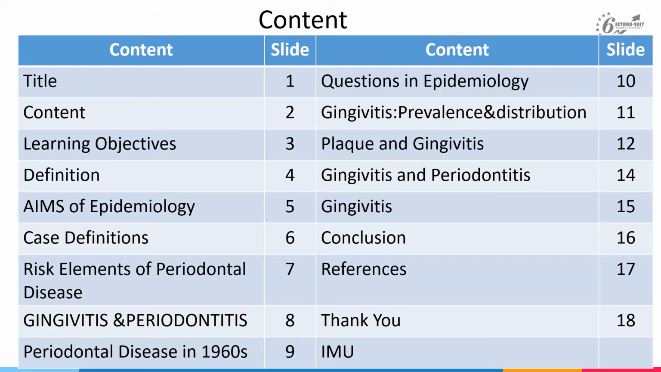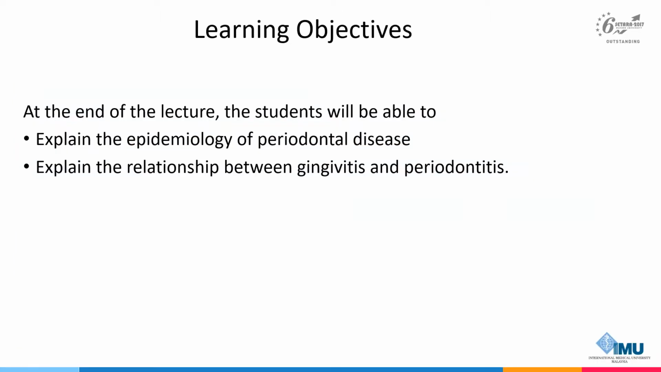So these are the contents, and let's proceed to the class. So what are our learning objectives? At the end of this lecture, the students will be able to explain the epidemiology of periodontal disease and also explain the relationship between gingivitis and periodontitis.